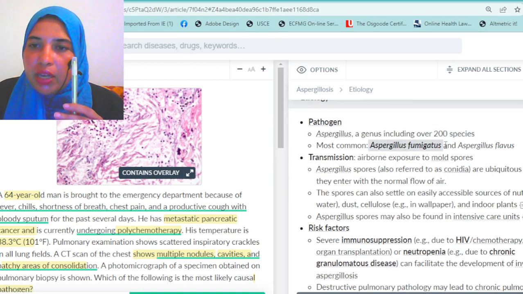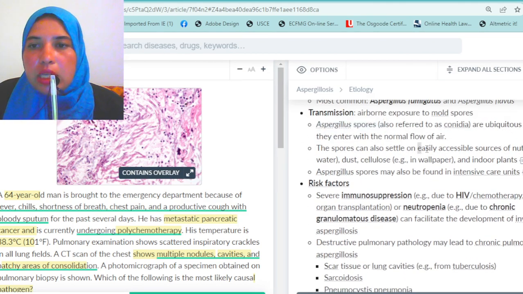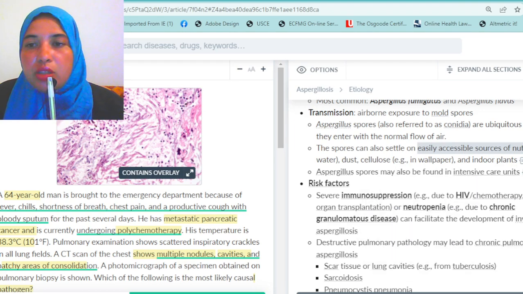So Aspergillus fumigatus is what we're looking at. The transmission is airborne. We have Aspergillus spores. They can settle easily on accessible sources of nutrition: water, dust, cellulose, and indoor plants. Aspergillus spores can be found in the ICU.